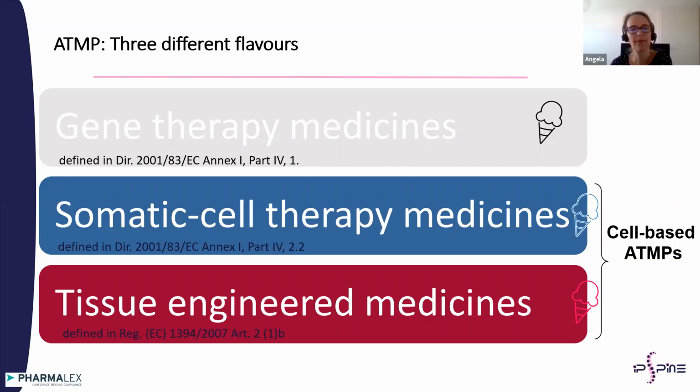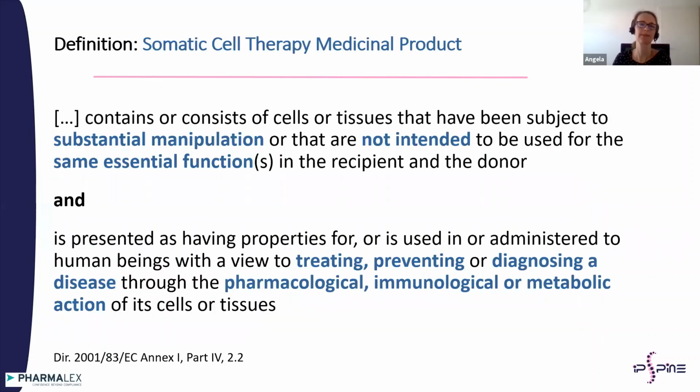So let's take a look at the definitions of these 2 products. Number 1, the somatic cell therapy medicinal products. So the definition says that these products contain cells or tissues that have been subject to substantial manipulation or that are not intended to be used for the same essential functions in recipient and donor. This is no great surprise because I just told you that this is the definition for both types of cell-based ATMPs. So this is maybe not a great surprise.